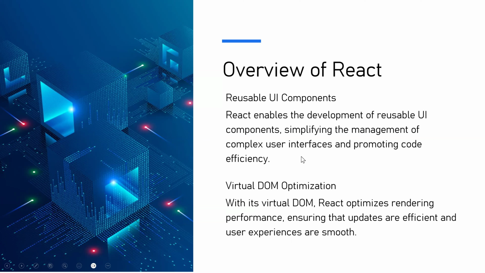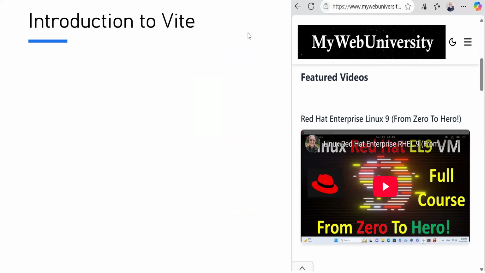So the HTML code and other things, you still have to render through CSS and React components, but it runs in memory. That's why it's fast and efficient, and it's called the virtual DOM, the virtual document object model. With the virtual DOM, React optimizes rendering performance, ensuring that updates are efficient and the user experience is smooth. That's what's important about it.